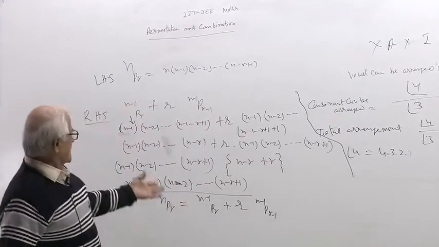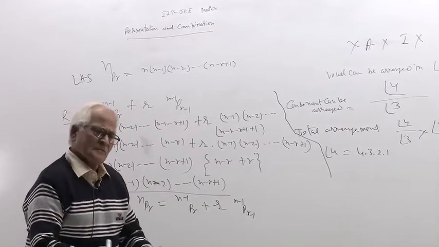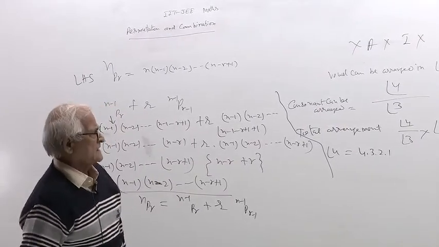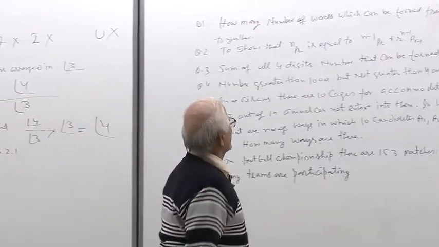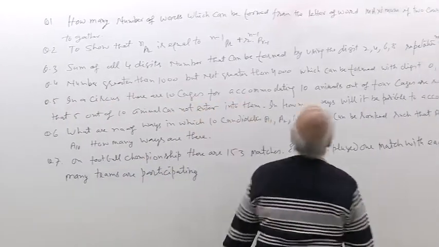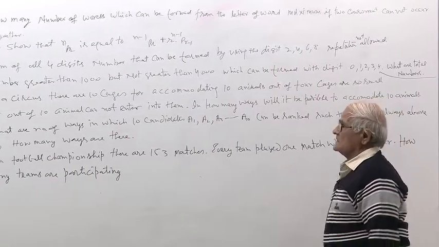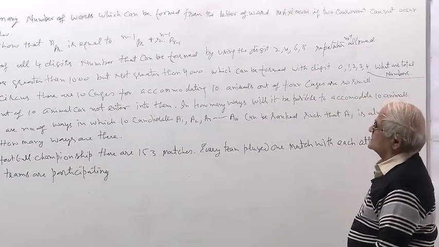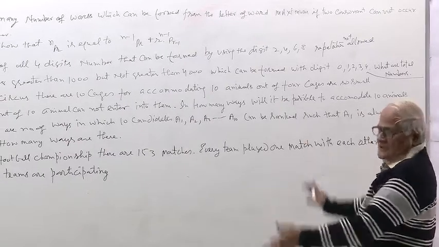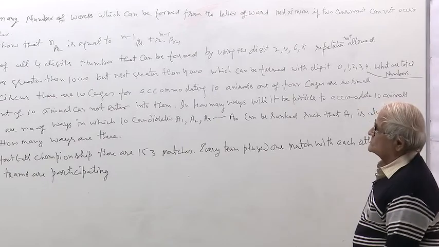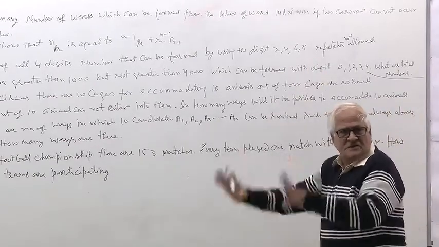Now all the students know this. We are only simply solving here. Now we come to question number 3: sum of all 4-digit numbers that can be formed by using the digits 2, 4, 6, 8. Repetition is not allowed. He wants the sum of all the 4-digit numbers.